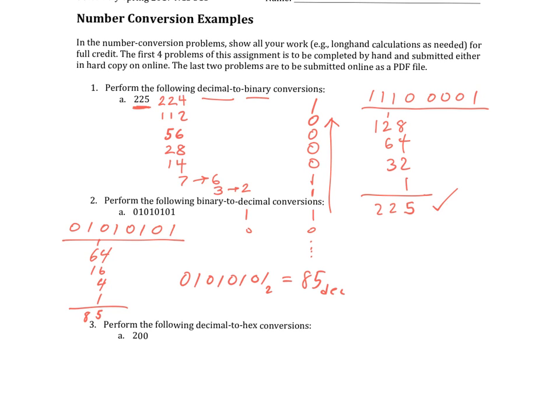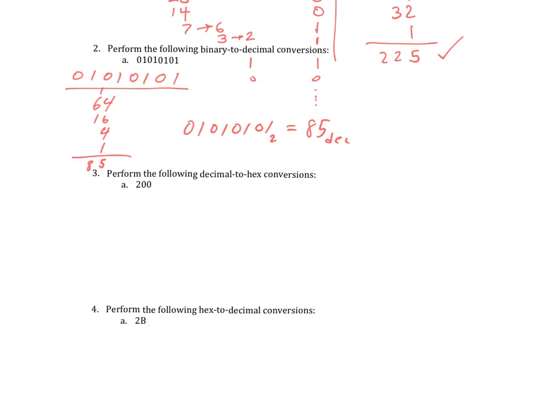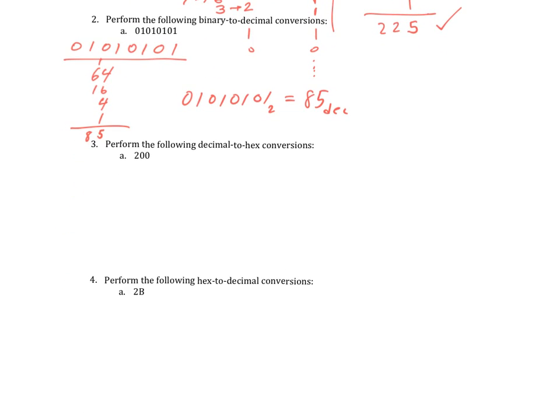Hex conversions are a little bit different. When you go to and from hex, it's much easier to go to binary first. And when you go to binary, you group them in groups of 4, and you will get hex digits. I'll show you how that works. I'm going to put the 200 into binary first.